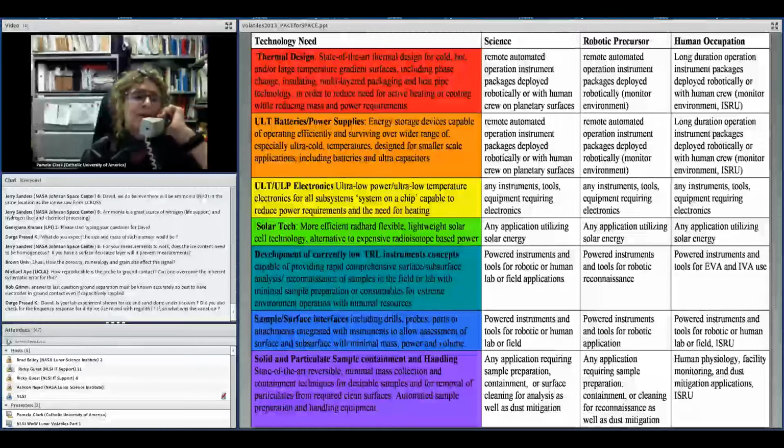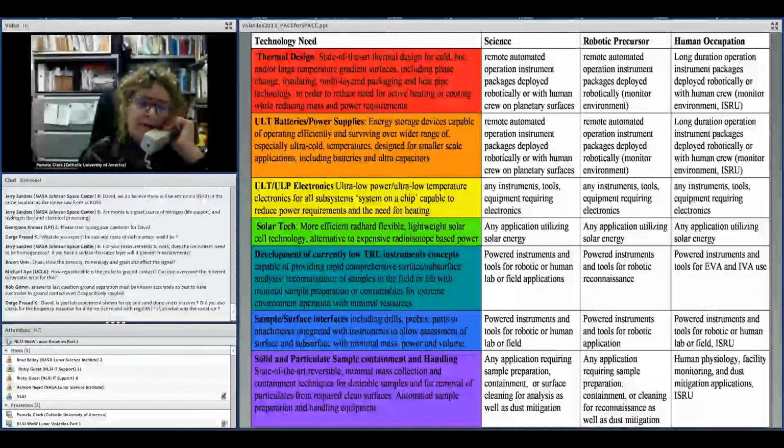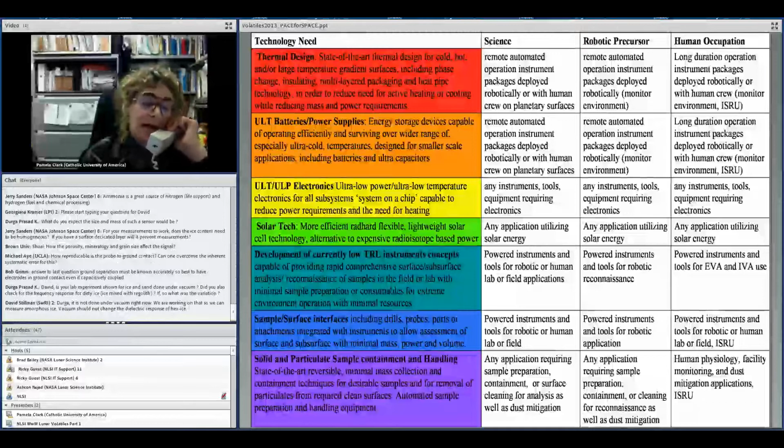Solar cell technology combined with battery technology, very important for power systems. And there are a number of instrument concepts, not all at low TRL, that support in situ measurement and monitoring capabilities that allow either reconnaissance to be done in advance of putting in more serious instrumentation to actually collect samples, or it can actually be done in lieu of actual sample collection, things that can provide things like identification of biological precursors.